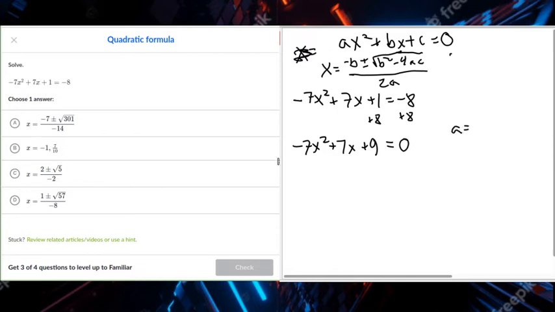A is equal to the coefficient here, negative 7. B is equal to 7. And C is equal to 9. My 7s are really not consistent because I have to do some math classes, non-math classes, and everything.